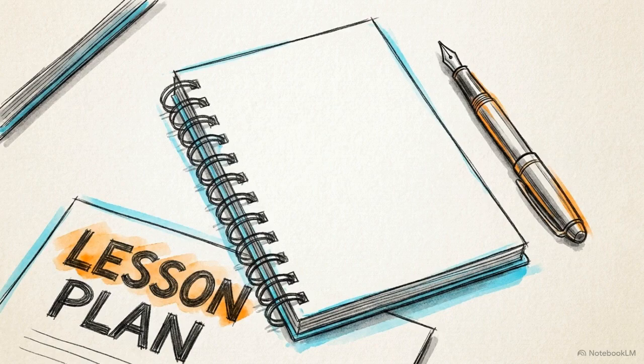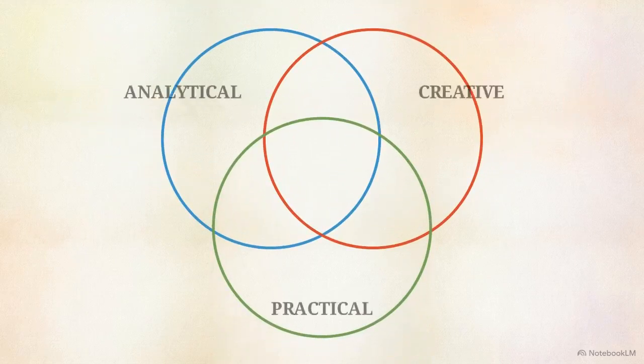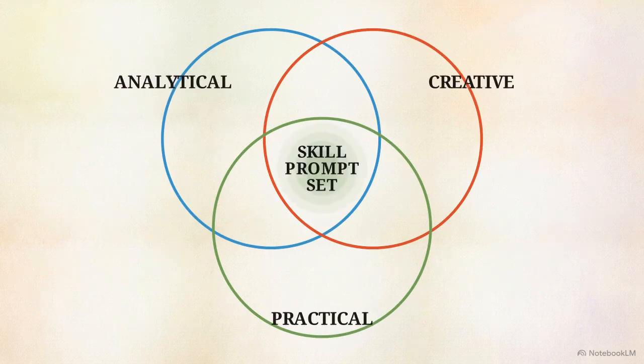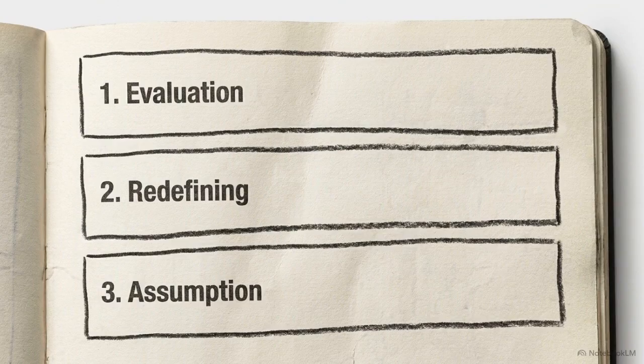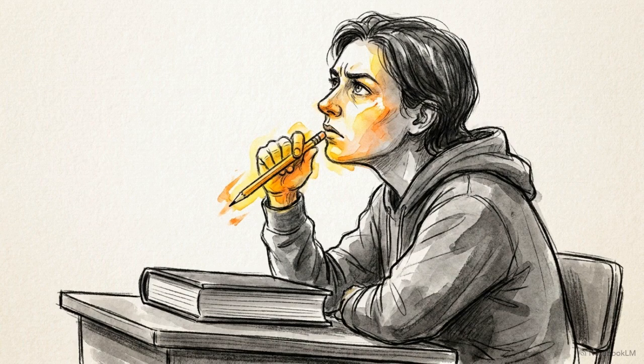To counter this, grab a pen and paper and pick a specific lesson topic you plan to teach soon. We are going to build a 3-part cognitive skill prompt set that balances analytical, creative, and practical abilities. By the end of this exercise, you will have 3 concrete, subject-tailored questions ready to deploy, questions that force students to actually think rather than strictly recite what they've memorized.